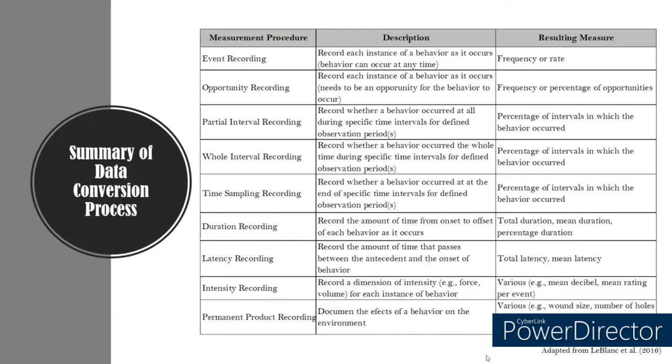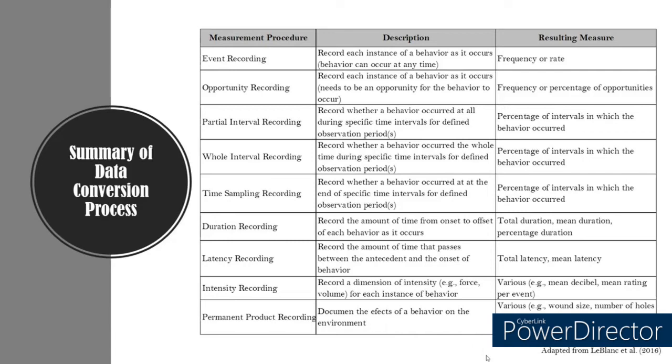Latency recording. So what do we do in latency? Actually, that is a record of the amount of time that passes between the antecedent and the onset of a behavior. So when we say antecedent means SD, the discriminative stimulus. So once the instruction is given, the time taken to start the behavior is called the latency recording. What do we draw in the graph? We draw the total latency or the mean latency.